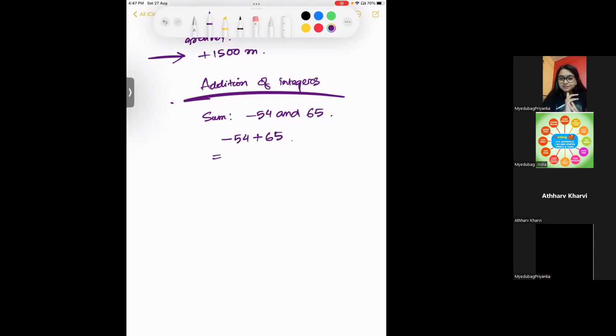Because the positive integer is larger than the absolute value of the negative integer. Yes, the plus sign is before the larger number. So that's why in the answer we will have a positive integer.